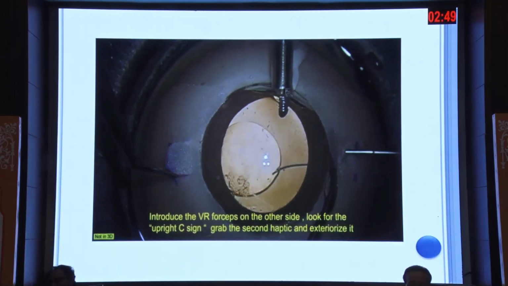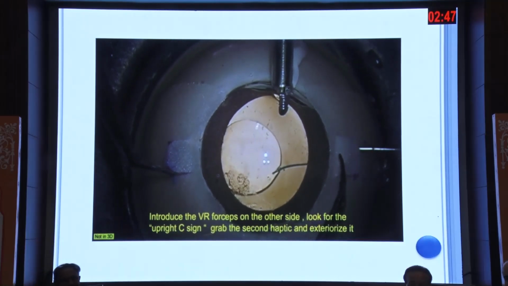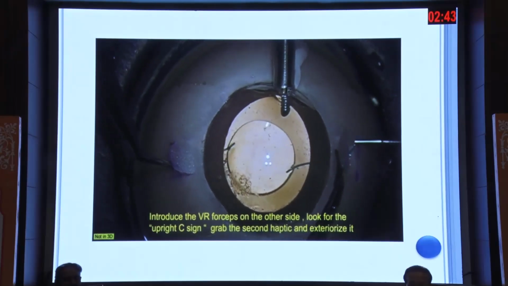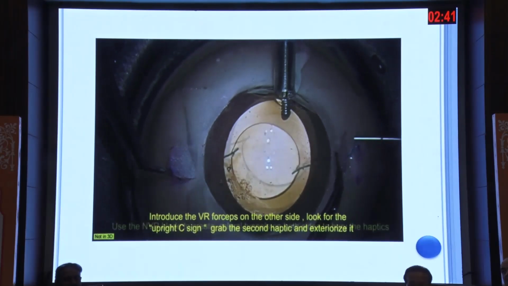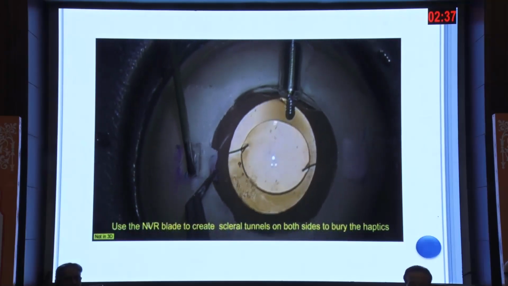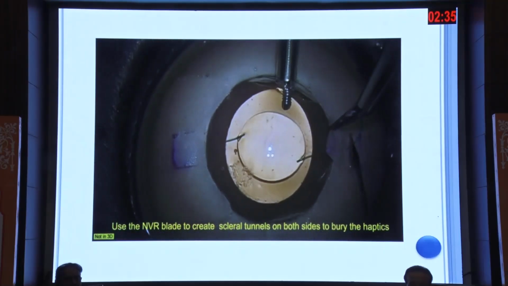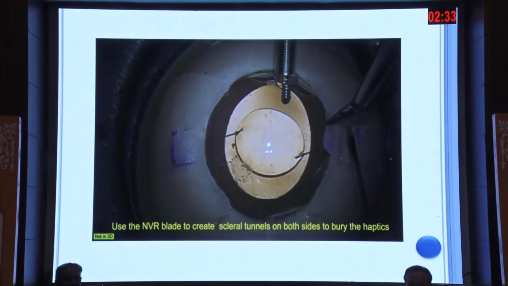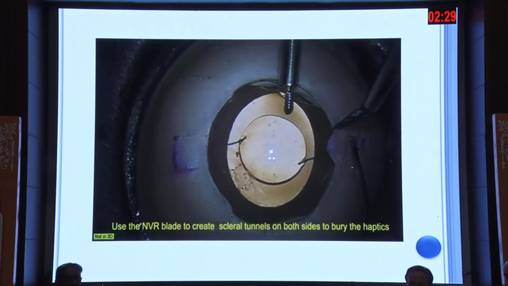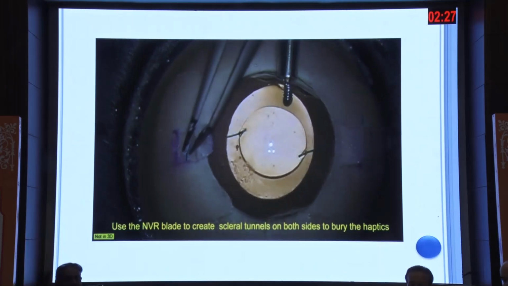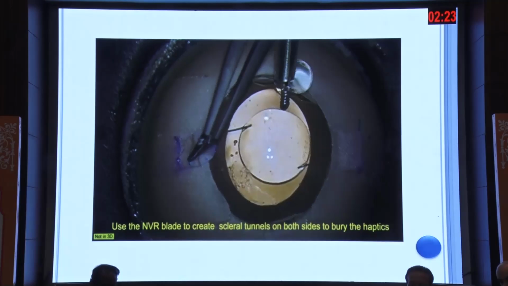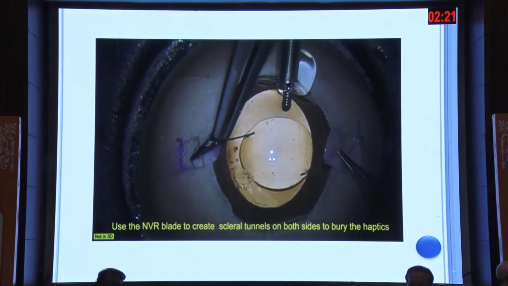And this is the C sign, which is the upright C sign, and you hold it from the other side and keep it out. So there is no chance of going into the vitreous, because we are holding one haptic at a time. Once it's there, we make a side opening from this MVR, and you can insert the haptic inside it on both sides. And then you can either glue like this or you can stitch over it. Okay, so this was the demo.